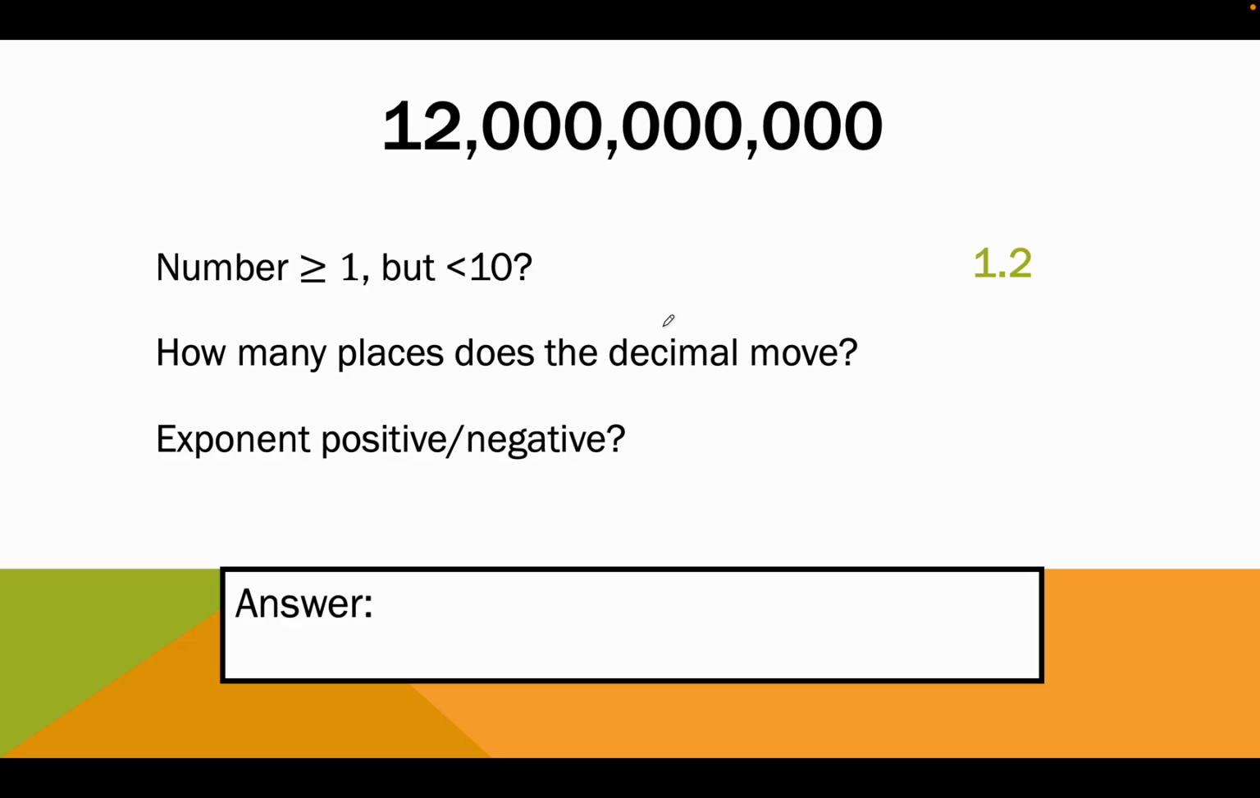And then we need to decide how many places does it need to move to get there. Keeping in mind that in this number, the decimal starts back here, it would take us 10 spaces to get there. And since this is a very large number, this is going to be a positive power for a final answer of 1.2 times 10 to the 10th power.